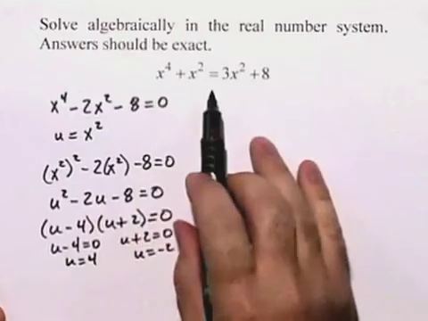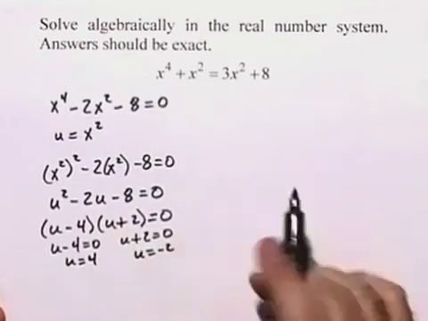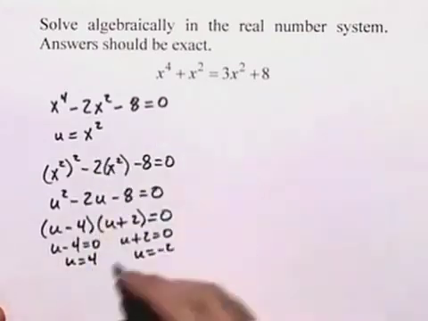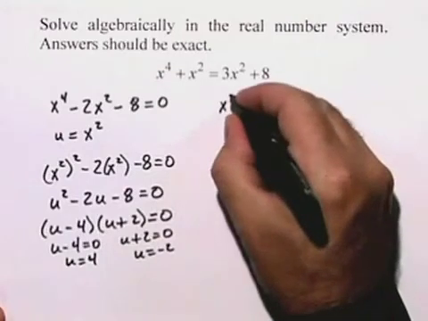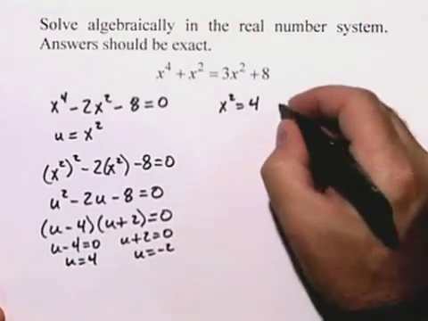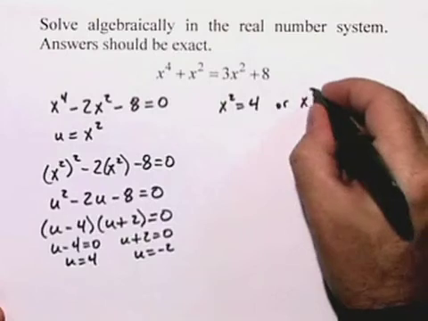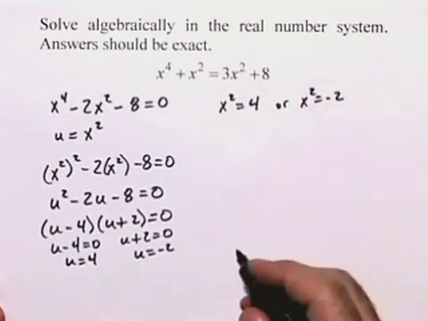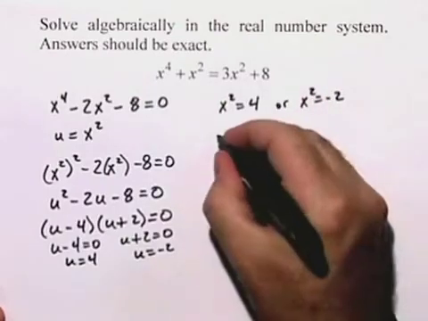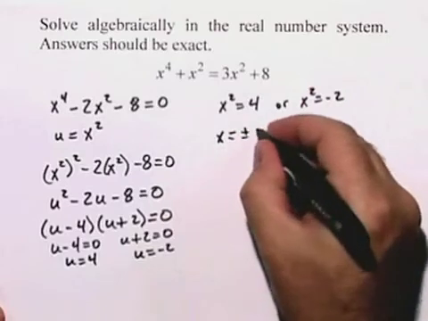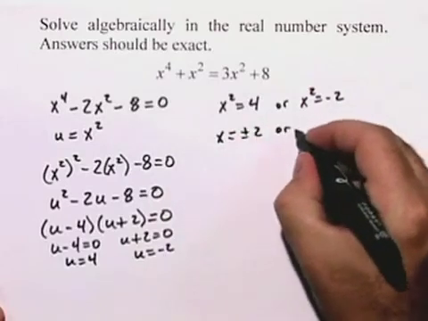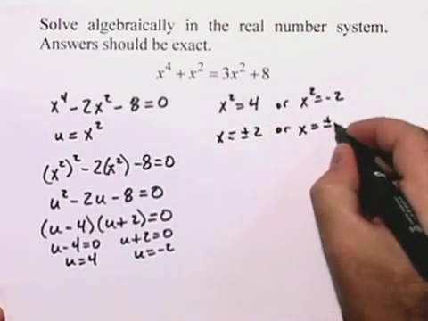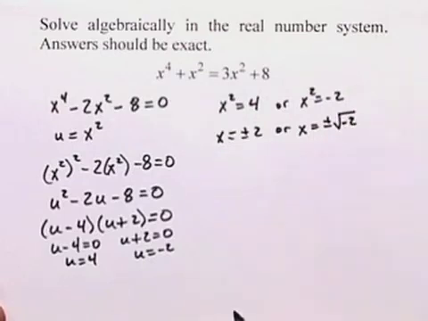Now the original problem is in terms of x. We need to go back in terms of x. We said that u is equal to x squared. So we really need to solve x squared is equal to 4, or x squared is equal to negative 2. Take the square root of both sides. We'll get x is equal to plus or minus 2, or x is equal to plus or minus the square root of negative 2.